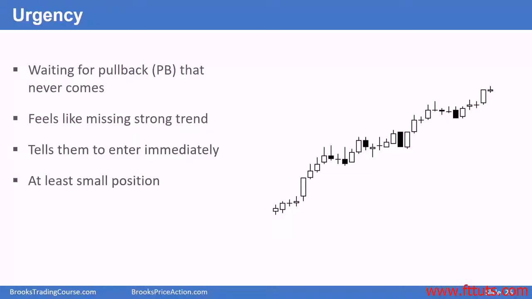You're waiting for a pullback and it never comes, or when it comes, it's too small, and you end up waiting, and you end up missing a huge trend. As soon as you start hoping for a pullback, that's the time to buy at least small. Your stop is obviously down here, so you just trade a size that is appropriate for a stop at that location.